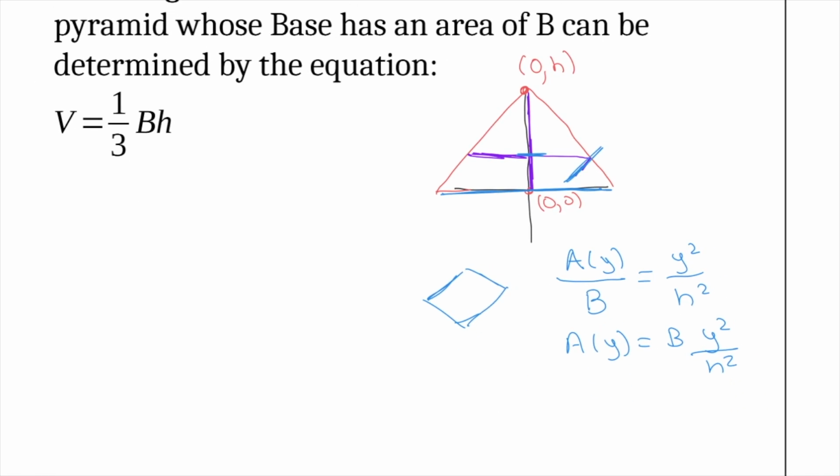Now, you have the area, and you know that the volume is going to be equal to the integral of your y values from 0 to h in this particular problem, b y squared over h squared dy. And then you will integrate.